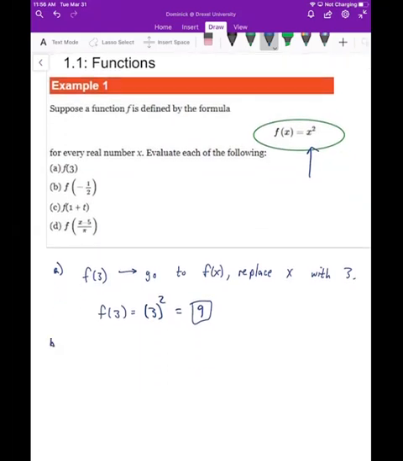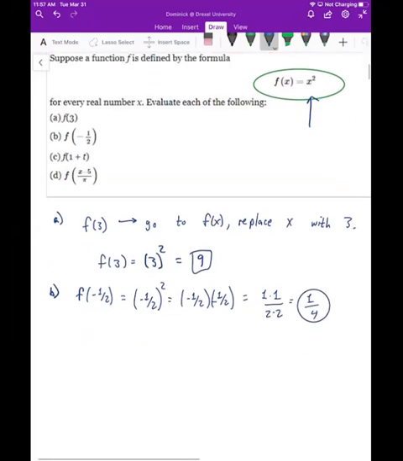For part B, same idea. We have f of negative 1/2. So the idea is very much the same here. So we're going to have negative 1/2 squared this time, which is negative 1/2 times negative 1/2. So the negatives will cancel out and make a positive. And then to multiply fractions, you just multiply the two tops together and multiply the two bottoms together, and that's your new number. So this will be, of course, 1/4.